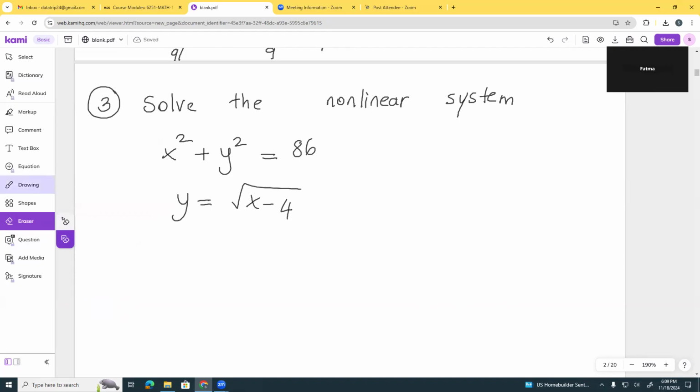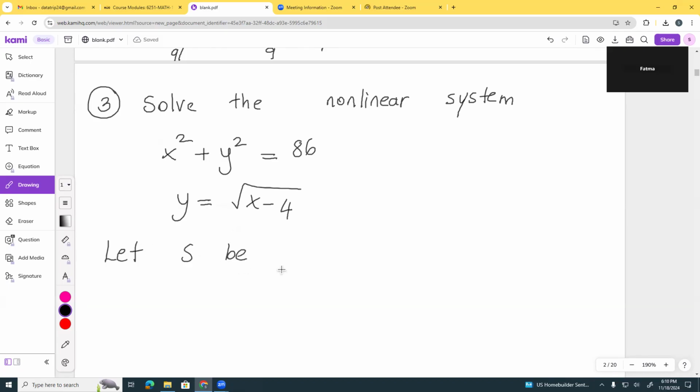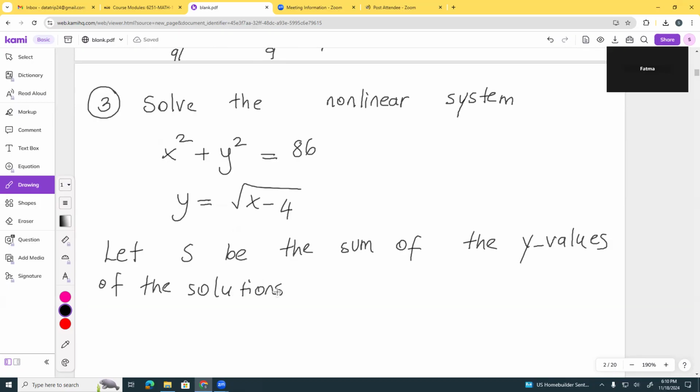Okay, so here's what the test says. Solve the nonlinear system. First equation is x squared plus y squared is equal to 86. Second equation is y equals square root of x minus 4. Question continues. It says let S be the sum of the y values of the solutions. Find S.